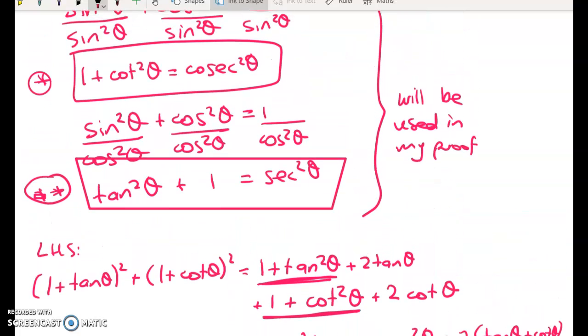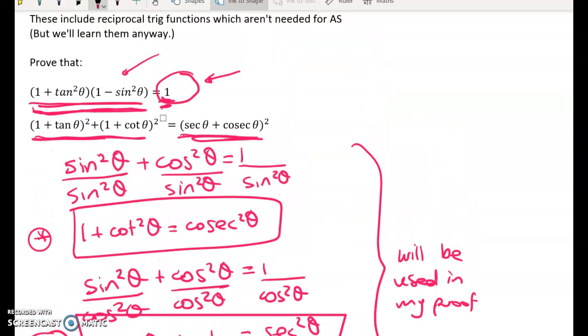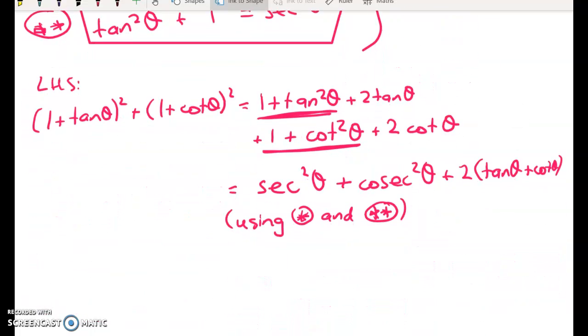If we look at where we're going, we can see that we're nearly there, which is pretty cool. So on the right hand side here, we've got sec theta plus cosec theta all squared. And we know if we expand that, we're going to have sec squared theta plus cosec squared theta plus 2 times this times this. So what we've got to do now, looking down here, is we have to work on this last bit here and show that tan theta plus cot theta works out to be the product of sec theta and cosec theta.